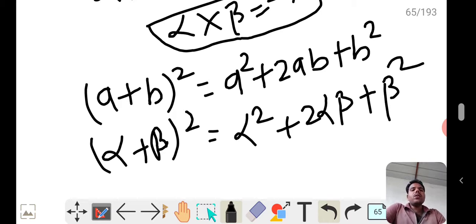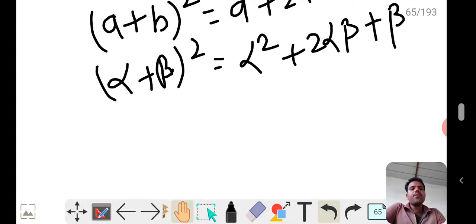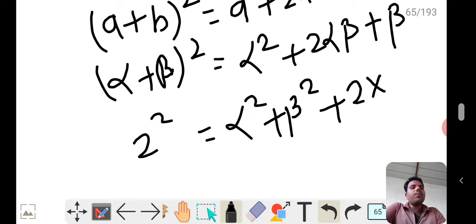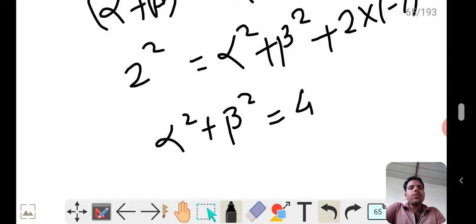Now we know the value of alpha plus beta and the value of alpha into beta, so put these values in this equation. Alpha plus beta is 2 and alpha into beta is minus 7. So 2 square is equal to alpha square plus beta square plus 2 alpha beta, where alpha beta value is minus 7. From this we can find the value of alpha square plus beta square as 4.